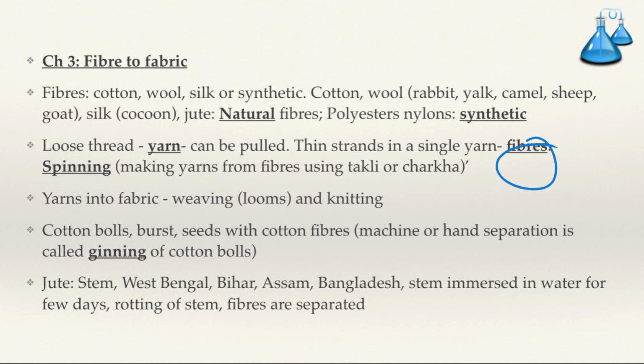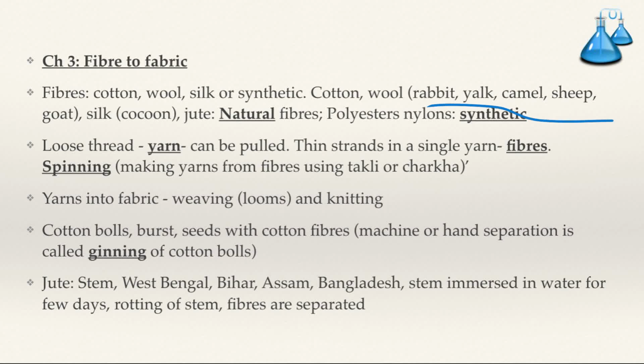Now fiber can be of two types, either natural fibers or synthetic fibers. Synthetic fibers include polyesters, nylons, while natural fibers include cotton, which is obtained from the cotton plant, jute, which is obtained from the jute plant, wool, which is obtained from, let's say, rabbit, yak, camel, sheep, goat, and silk, which is obtained from silkworm cocoons. Synthetic I've already spoken about.